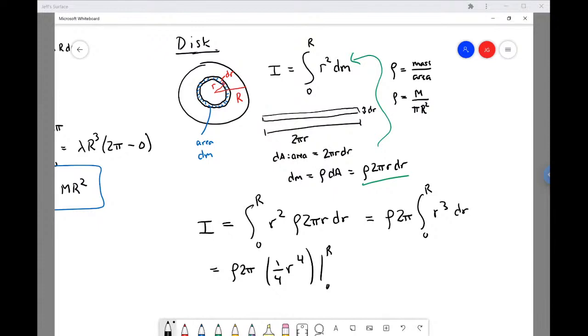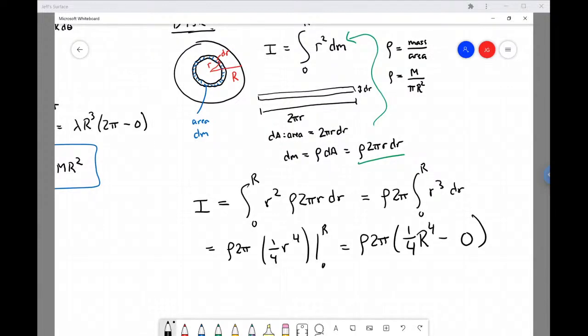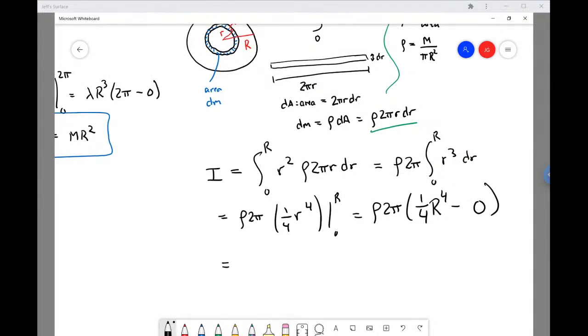Well, 1 over 4 r to the 4th evaluated at 0 is 0. So this is going to become 1/4 big R to the 4th, minus 0. Okay, and the rho again is m over pi r squared, so let's put that in there. We have m, so the rho is m over pi r squared, the mass of the disk divided by its area, multiplied by 2 pi, and then we're going to multiply by the 1/4 r to the 4th. Okay, so let's see, what's going to cancel here? The pi's will cancel. We have a 2 up high and a 4 down low, so that'll become a 2.